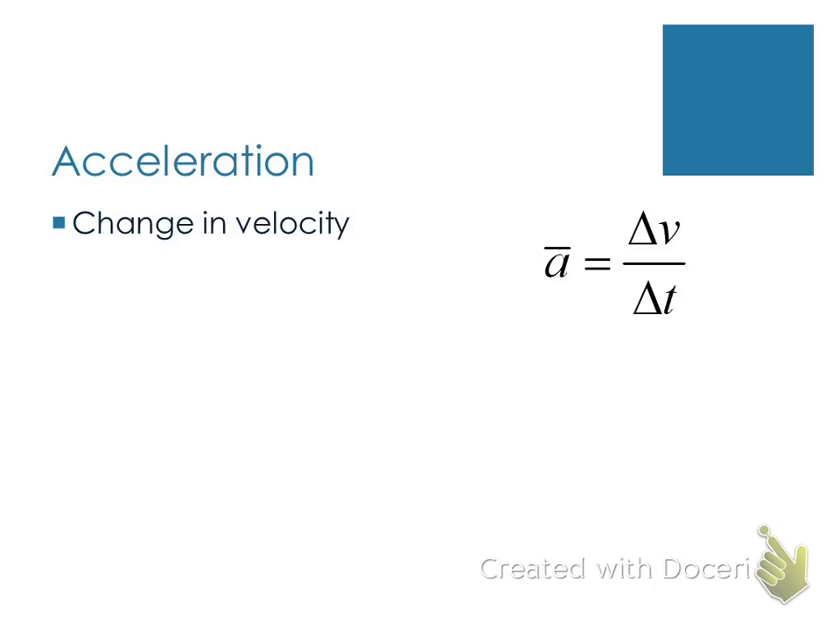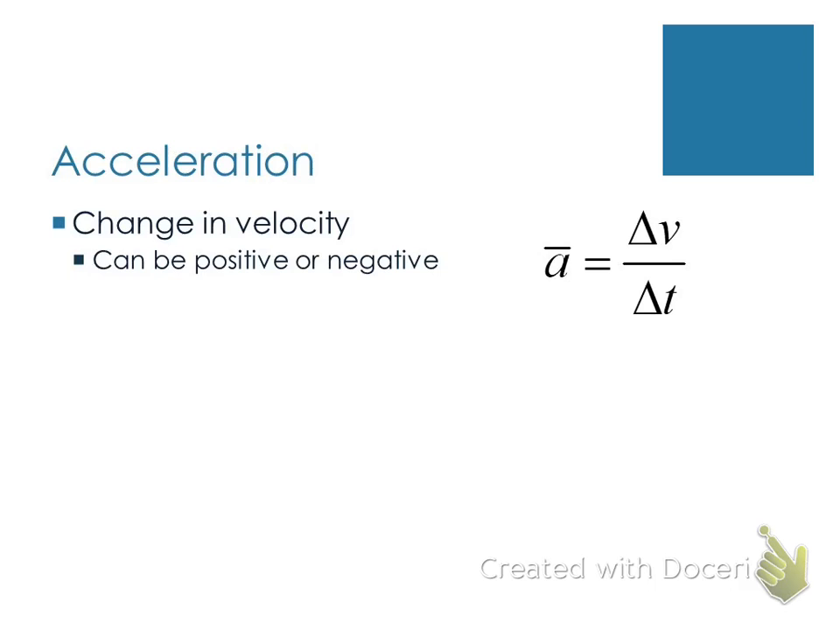Acceleration. Okay, the little line over here just means average. That's always what we're going to solve for. You don't have to include that. I only put that on there because your book does, but I will never write the line over it. Okay, A is just average acceleration. So change in velocity over change in time.